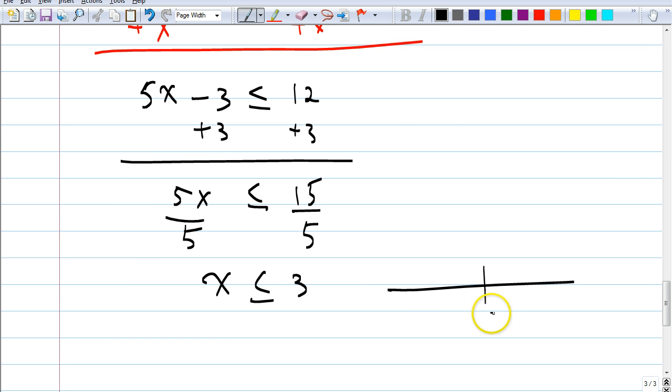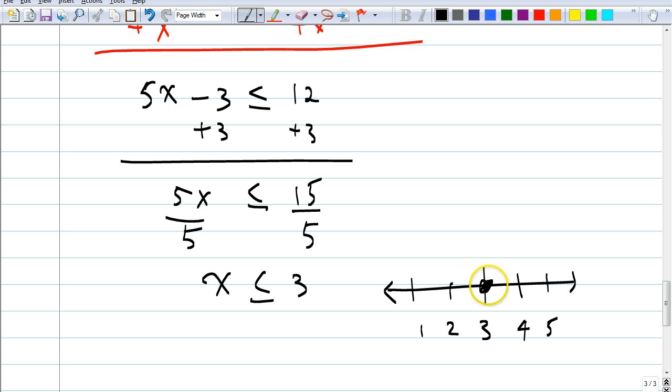You need to graph it. I told you to graph here. What do I write in the middle? 3. Here are 4 and 5. Here are 2 and 1. Open or closed? Raise your hand if you think it's open. Closed. Raise your hand. Good.